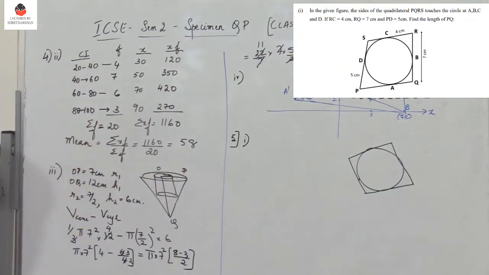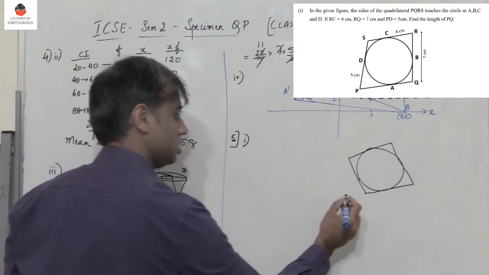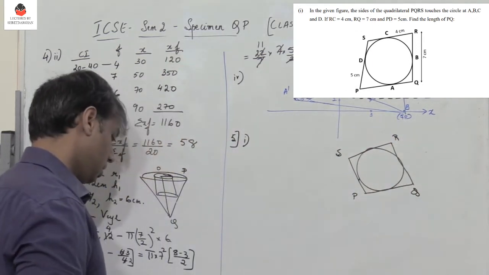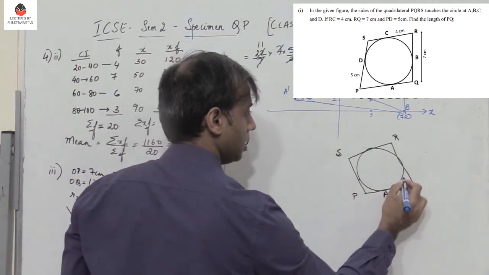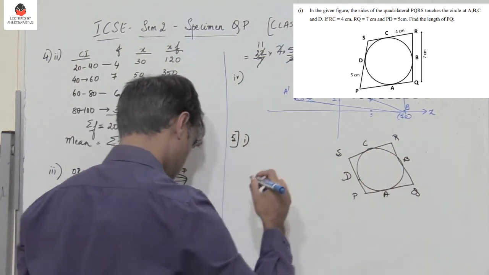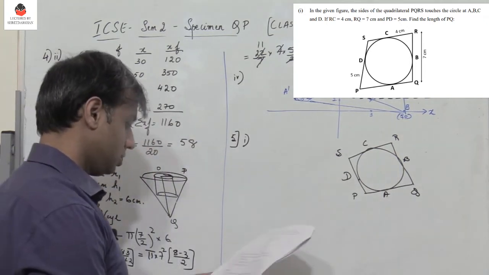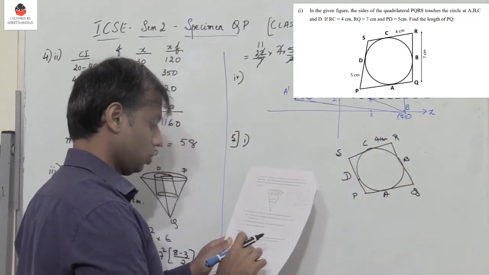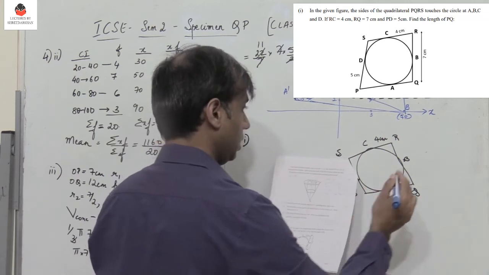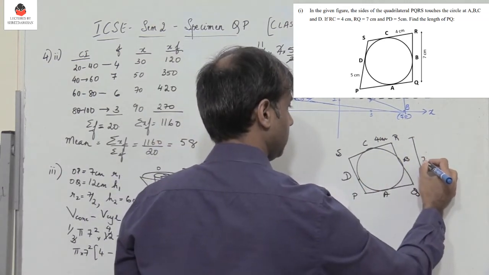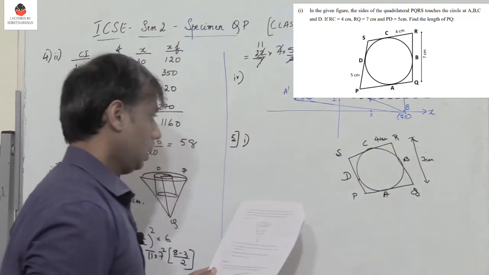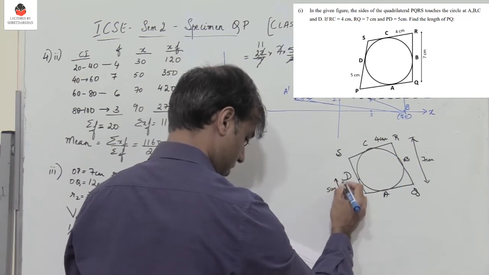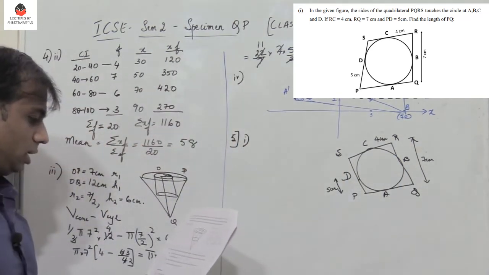In the given figure, the sides of the quadrilateral PQRS, so this is P, Q, R and S, touch the circle at the points A, B, C, D. So this is A, B, C and D. If RC is 4 centimeters, and then you have RQ, which is 7 centimeters. So this entire length is 7. And then PD is 5. This is 5 centimeters. Find the length PQ. So I need to find the length PQ.